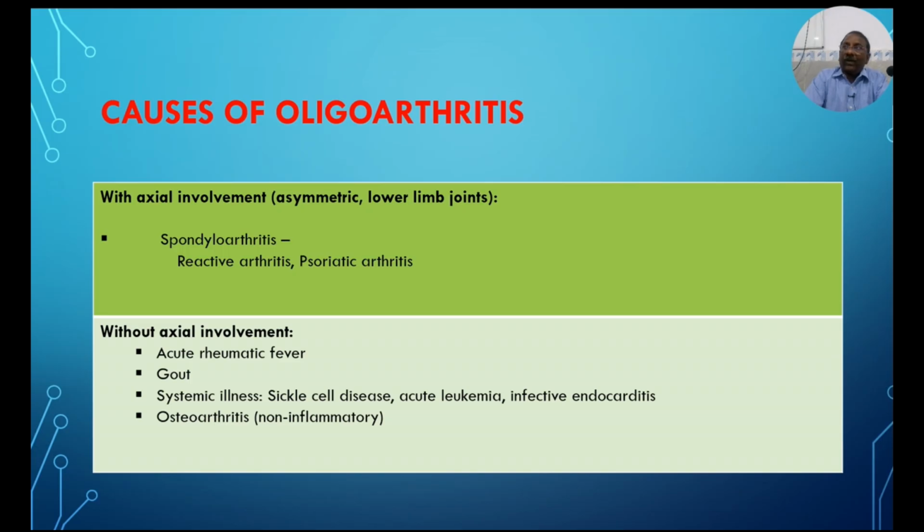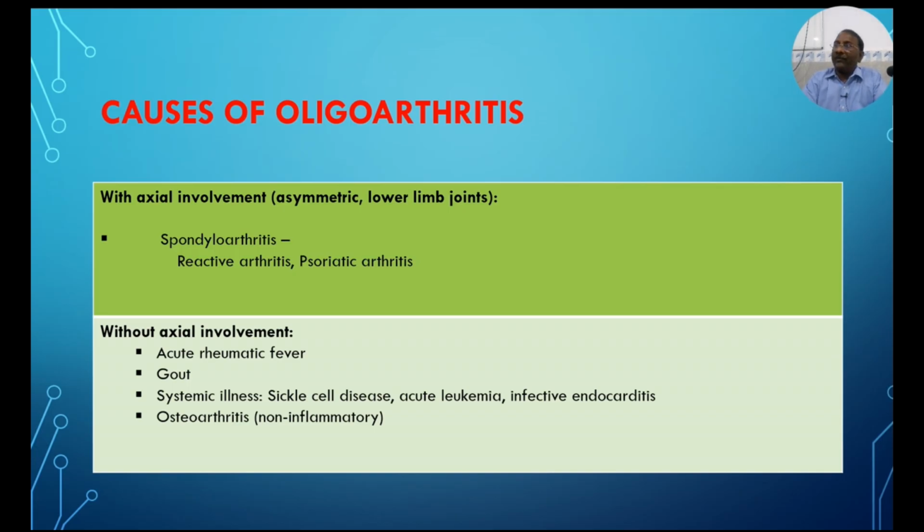So it could be acute rheumatic fever. Fortunately they are not that common nowadays. Earlier, most of the people used to have acute rheumatic fever followed by rheumatic heart disease: mitral stenosis, mitral regurgitation, aortic regurgitation, etc. Gouty arthritis is so common. Systemic illnesses: sickle cell disease, especially from the Rampachodavaram area. When they present with sickle cell crisis, they present with arthritis. Acute leukemia, infective endocarditis. Again, that is also not that common nowadays.